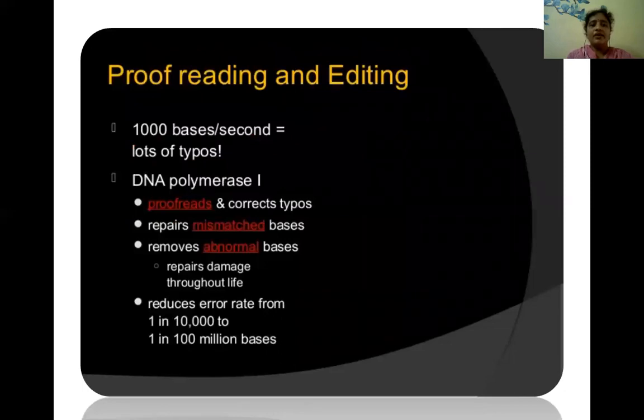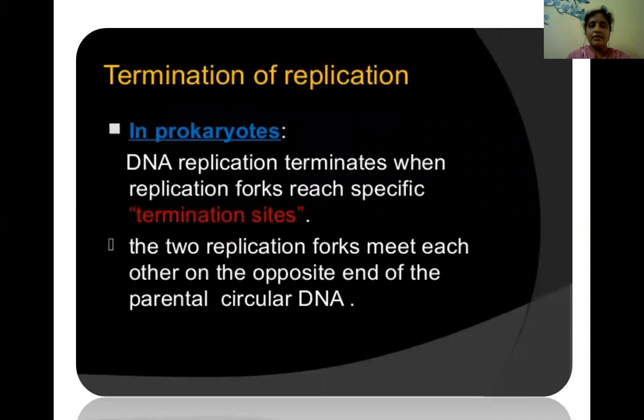This is the proofreading and editing of DNA replication. 1,000 bases per second is equal to lots of typos. DNA polymerases proofread and correct typos, repair mismatched bases, remove abnormal bases, and repair damage throughout life, which reduces the error rate from 1 in 10,000 to 1 in 100 million bases.